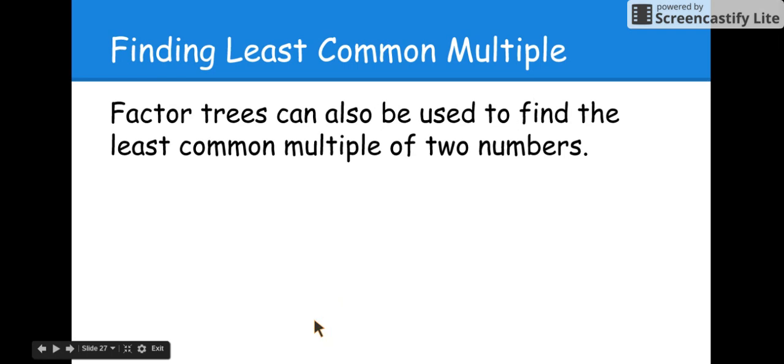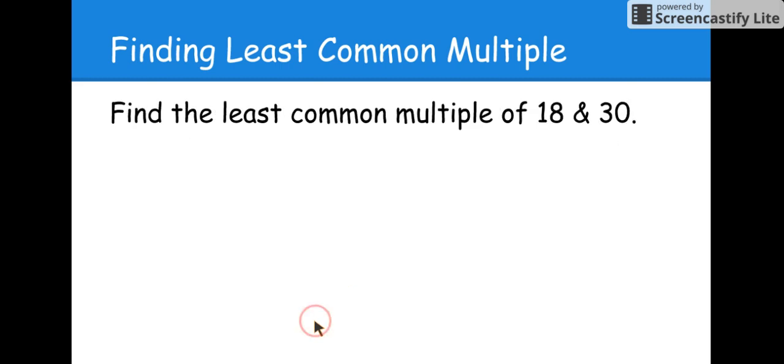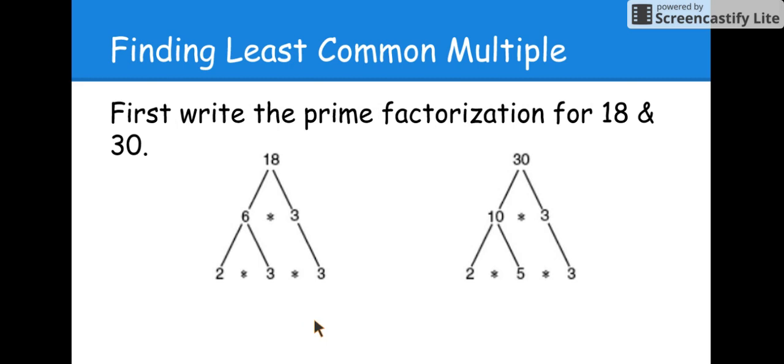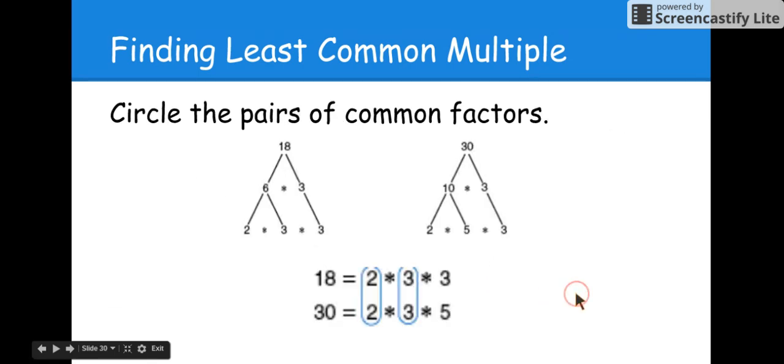Factor trees can also be used to find the least common multiples of two numbers. So find the least common multiple of 18 and 30. Well, we wrote out the same prime factorization as before. The prime factorization of 18 is 2 times 3 times 3. And the prime factorization of 30 is 2 times 5 times 3.